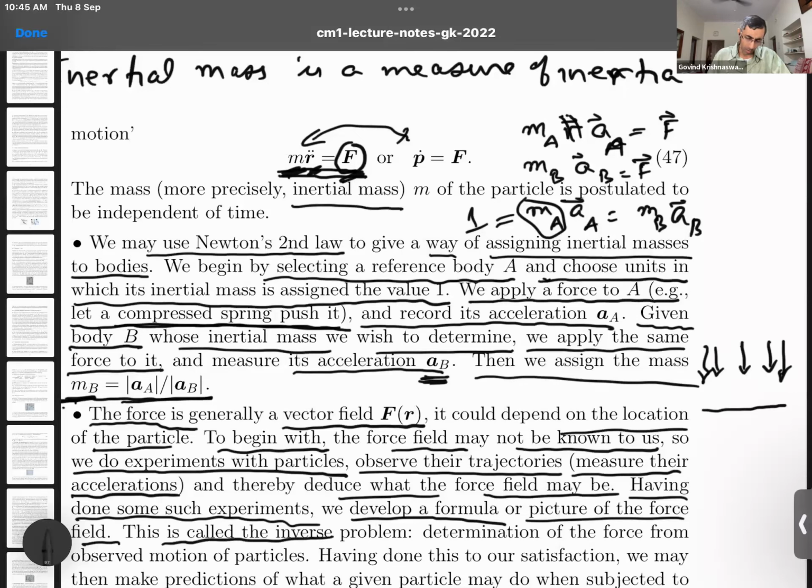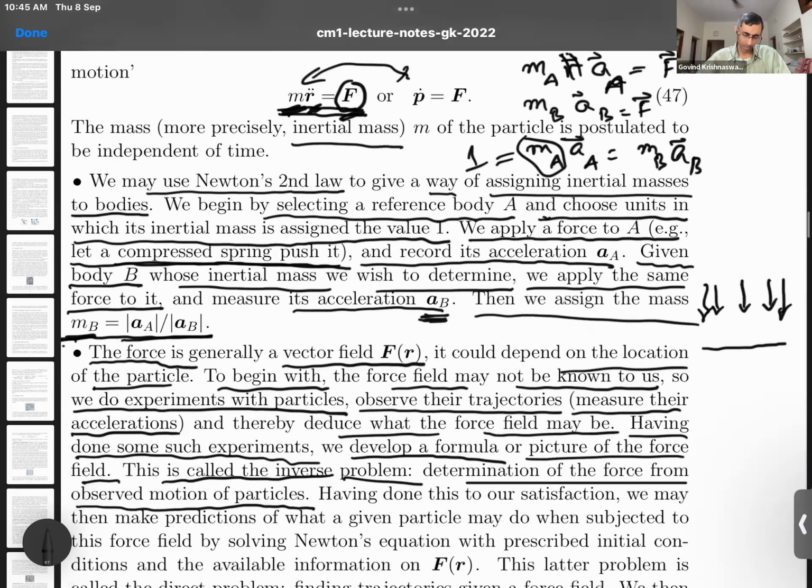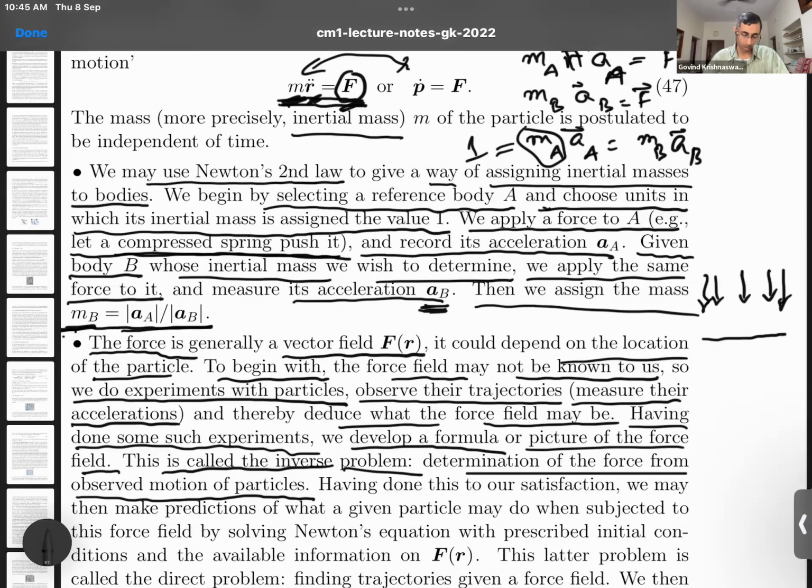This is called the inverse problem, namely the determination of the force from the observed motion of particles. So it's very important to understand the viewpoint here. We are using the motion of the particles to deduce the force present. Now, any question about this? This is called the inverse problem, inverse because it is using the acceleration or the motion of bodies to determine the force. Any question about this terminology?